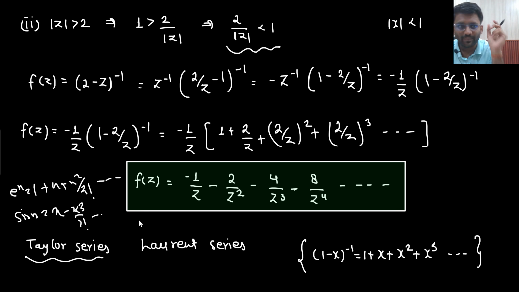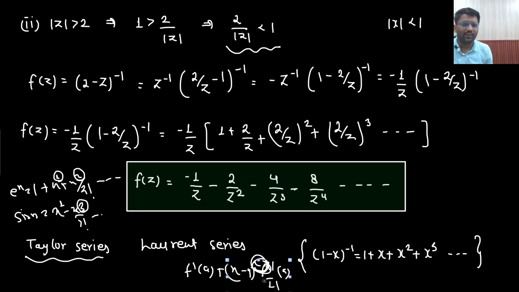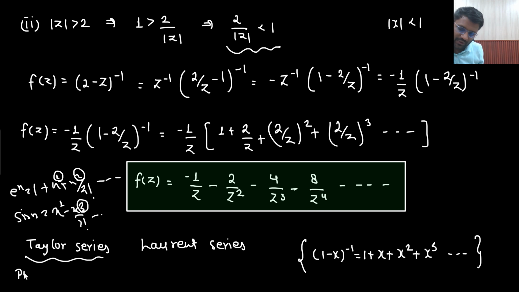Whichever expansion you remember, or whichever expansion you have done, in all those expansions the power was always positive. What was your Taylor series? Do you remember your Taylor series? Sir, it was f of a plus x minus a f dash a divided by 1 factorial plus x minus a whole square f double dash a divided by 2 factorial. So the power was always positive, no? If your power is always positive, then it is known as Taylor series.